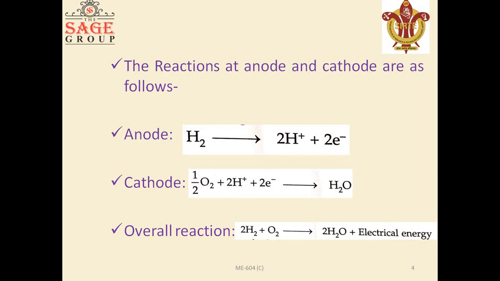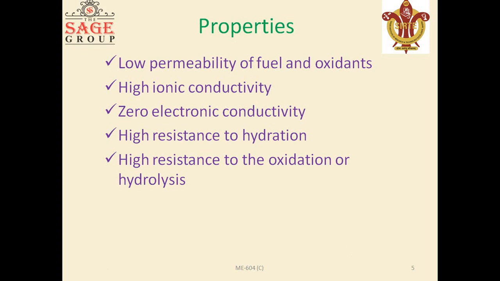The reaction at the anode is H2, and it is split into 2H+ and 2 electrons, and at the cathode, half O2 plus 2H+ plus 2 electrons gives H2O, that is water. The overall reaction is 2H2 plus O2 equals 2H2O plus electrical energy.